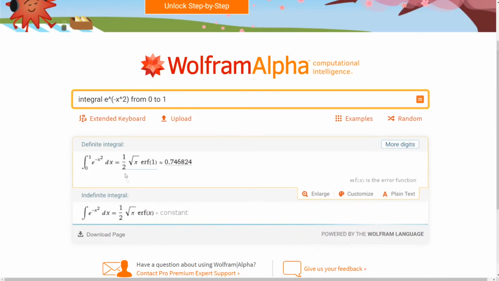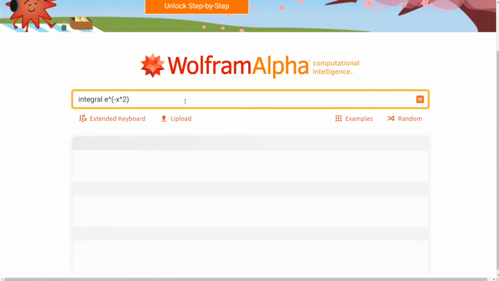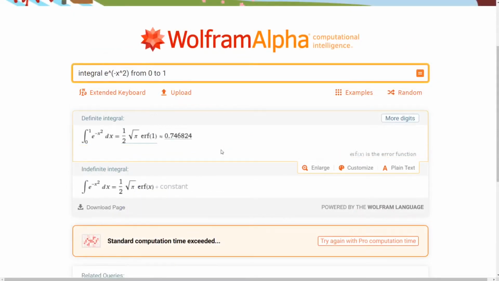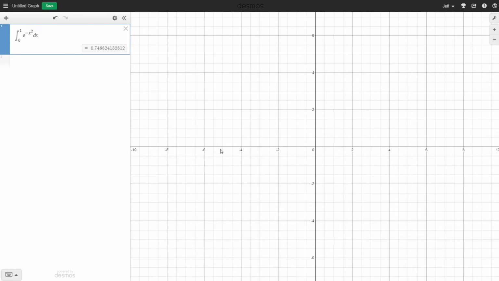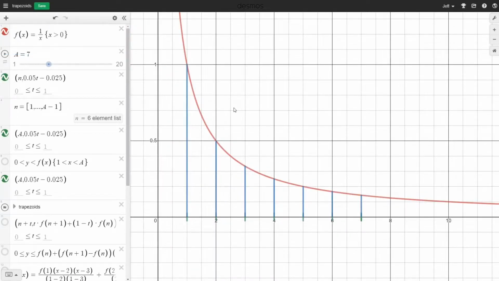Wolfram Alpha displays the exact value in terms of this ERF, or error function, that we have not yet encountered. In fact, if we ask Wolfram Alpha for the indefinite integral, it will give us an answer in terms of this function which we don't consider an elementary function. So how does Wolfram Alpha or Desmos come up with this numerical approximation? It might be through a left or right or midpoint Riemann sum, or through a more advanced numerical technique. We'll consider two more numerical techniques now.